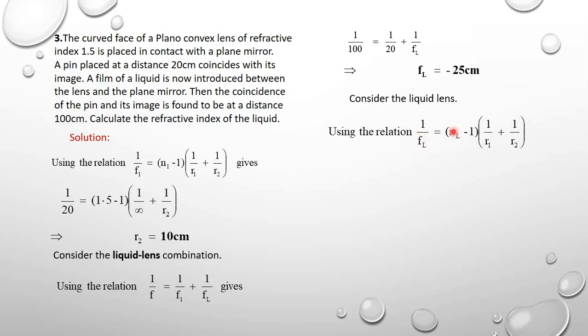This one is negative 24. This one is n_L, we are looking for. Remember, when we consider 1 over R1, we are going to have curved and then plane down. So that's going to be negative 10 centimeters, so R1 is negative 10 centimeters. And then the lower part is plane, so it means that R2 is going to be infinity. So when we substitute, we shall have 1 over infinity plus 1 over negative 10, and we shall have our n_L as 1.4.